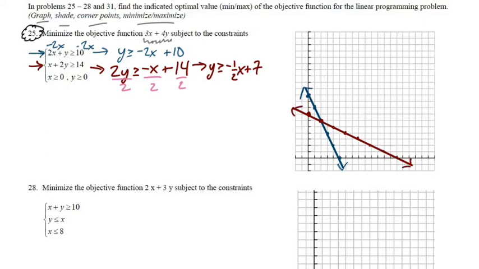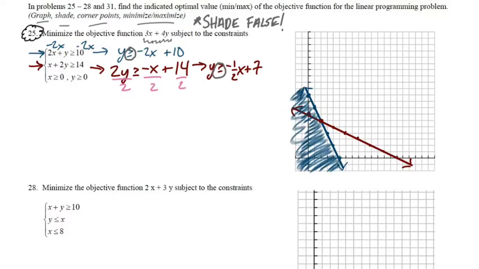And remember, we're shading false. So let's go ahead and indicate that here. We're going to shade false. So for both of these lines, since they're greater than or equal to, we typically shade above the roof of the house, but now we will shade below the roof of the houses here. So for the blue line, let's shade below. And for the red line, let's shade below. And we can't forget about our last two constraints here. I'll do those in gold, right? X greater than or equal to 0, y greater than or equal to 0.